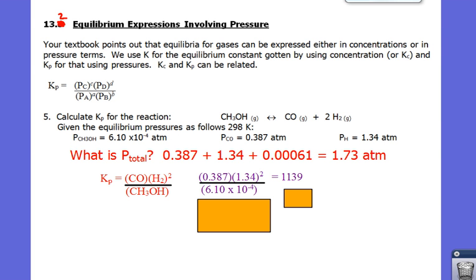13.2, this section, we're going to skip this whole thing for right now. I'll talk about it in class because we didn't do equilibrium constants with pressure. Feel free to pause and jot this down. But this part won't be on the quiz.